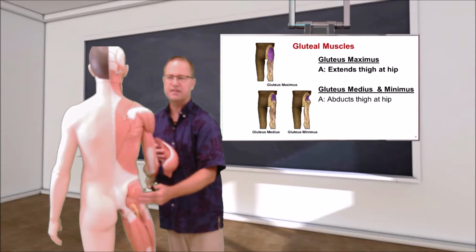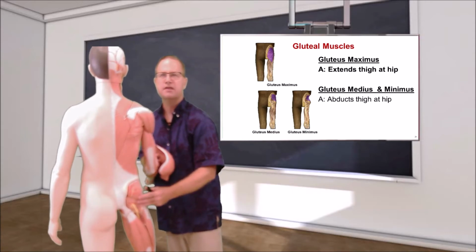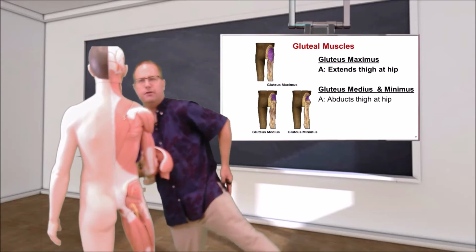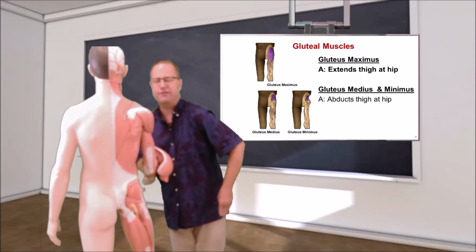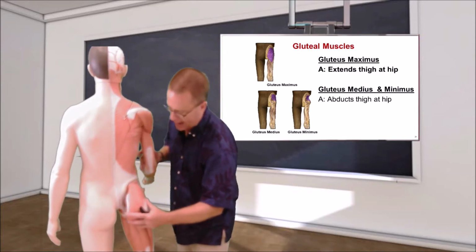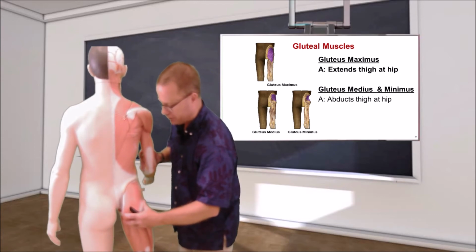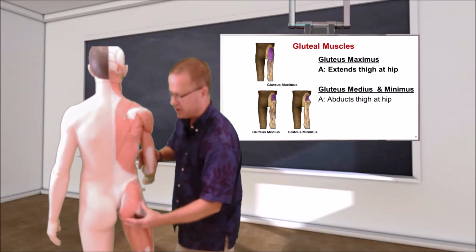These are the muscles that help to abduct the thigh, to help to pull it out sideways. So those are abductor muscles, and if you go out like that, you can feel it in the side of your butt. So those are your abductor muscles. They help you to pull your leg away from your body.